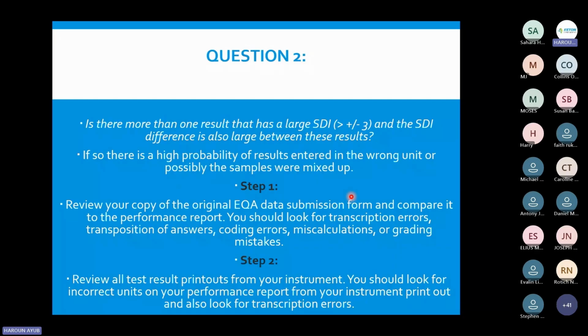Remember that the printout is very important. You need to keep it and compare it. So if you submitted 20, go to your printout and check if you really submitted 20. If you have any issues, you raise them with the EQA provider. For example: I submitted 20, but my result came in as 2.0. You should look for transcription errors, transposition errors, coding errors, miscalculations, and so on. Review all results and printouts from your instrument. You should look for incorrect units and so on. So you have to print out.